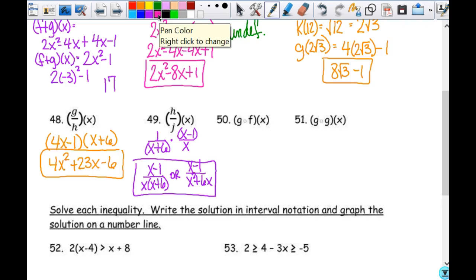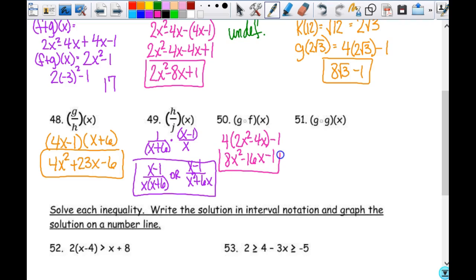Okay, here I'm going to find g of f of x. So g of x is 4, and instead of x, I'm going to plug in f of x and get 2x squared minus 4x. And then, so that was like 4x minus 1. I'm going to simplify that. I'm going to get 8x squared minus 16x minus 1. That's all I can do.